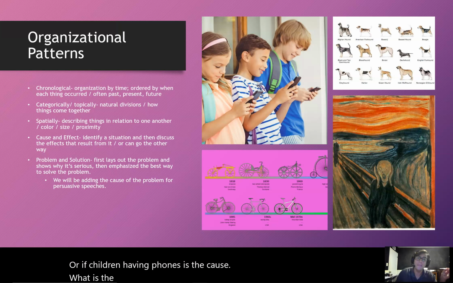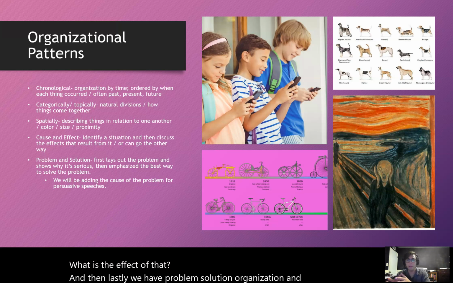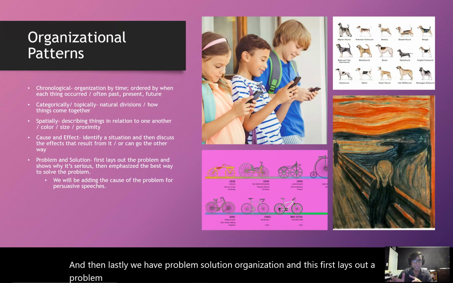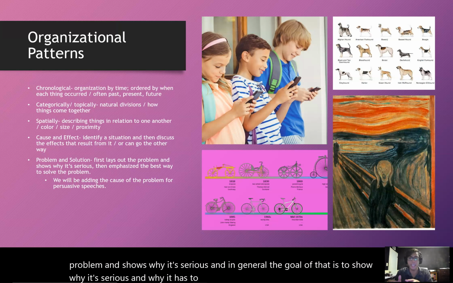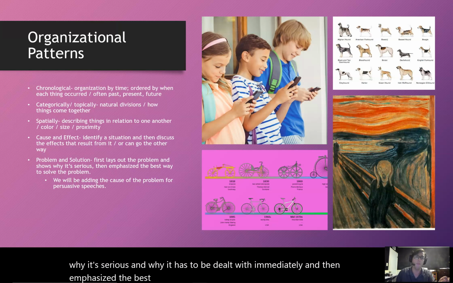And then lastly, we have problem solution organization. And this first lays out a problem and shows why it's serious. And in general, the goal of that is to show why it's serious and why it has to be dealt with immediately. And then emphasize the best ways to solve that problem. So we will be jumping into a problem cause solution organization.